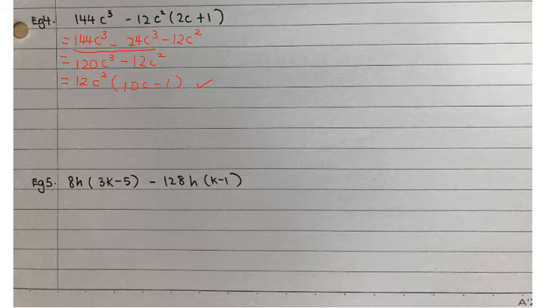Question 5. Question 5 has two portions. The first portion over here, which we will simplify, and the second portion, which we will simplify as well before subtracting one from the other. So if we simplify the first portion, we have 24hk minus 40h minus 128hk plus 128h.